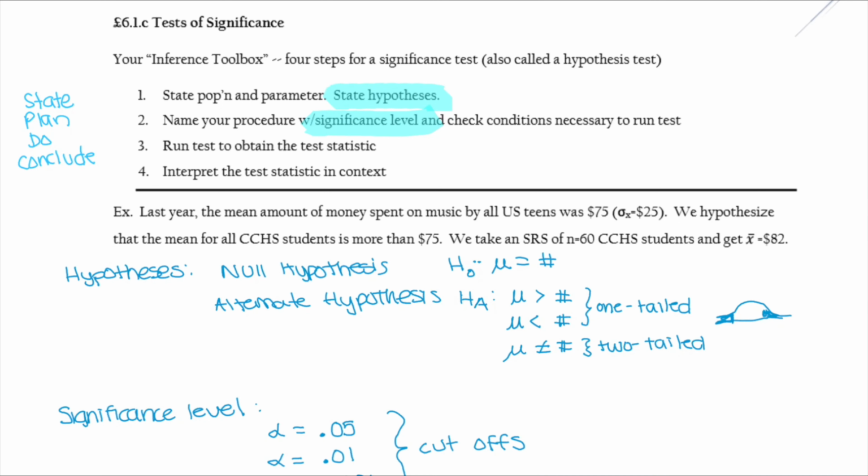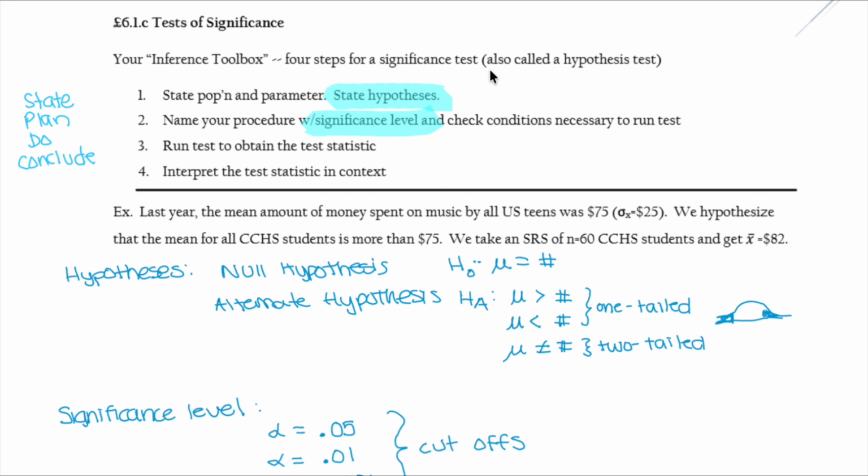Hey, welcome to this video. In here I'm going to introduce a pretty important topic in statistics, which is called test of significance. You're going to carry something called the inference toolbox throughout this journey. What that means is that it contains 4 steps for a significance test, also called a hypothesis test. You will see the meanings of these terminologies pretty quickly as I'm going through this, so don't panic if you're kind of lost right now.